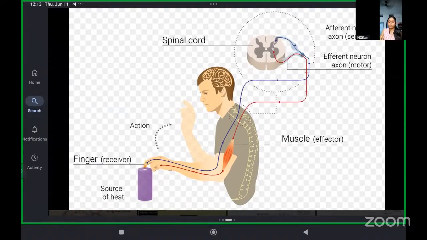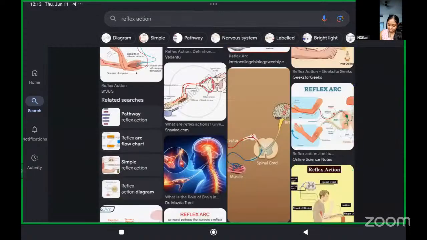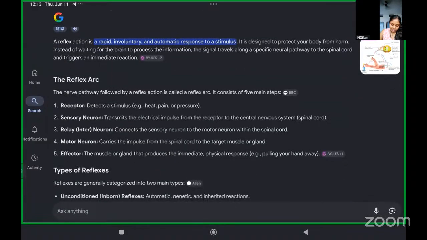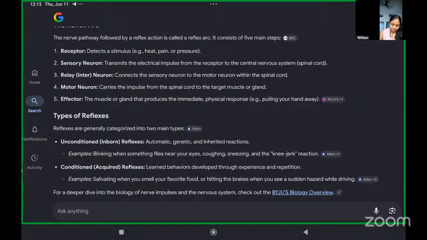Now, neurons are present in our nerves, and these nerves are also called sensory neurons, which control the reflex action.